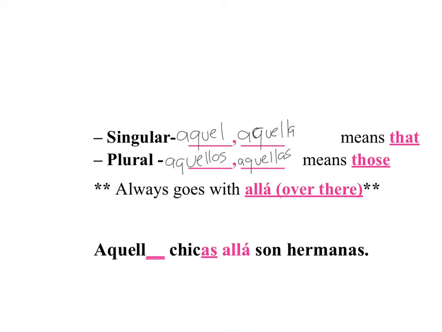Okay? And this one will always go with allá. So that one all the way over there. You don't say "this one over there." It just doesn't make sense in English.